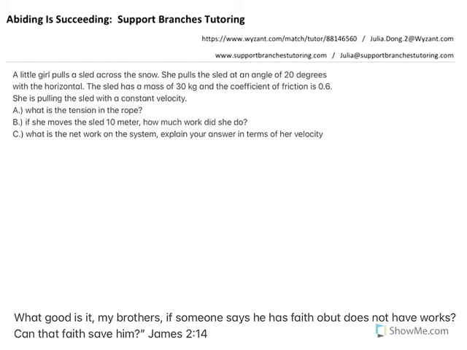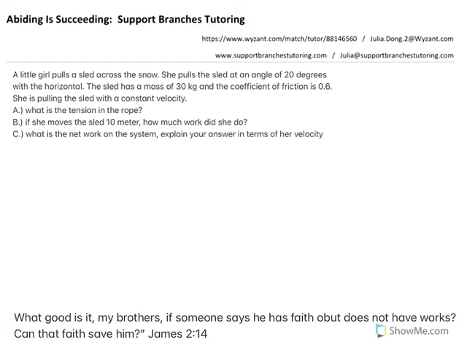Today we are going to look at an example involving dynamics with a focus on work and energy. For this problem, we have a little girl pulling a sled across the snow. She pulls the sled at an angle of 20 degrees with the horizontal. The sled has a mass of 30 kilograms and the coefficient of friction is 0.6. She is pulling the sled at a constant velocity. Part A asks, what is the tension in the rope?